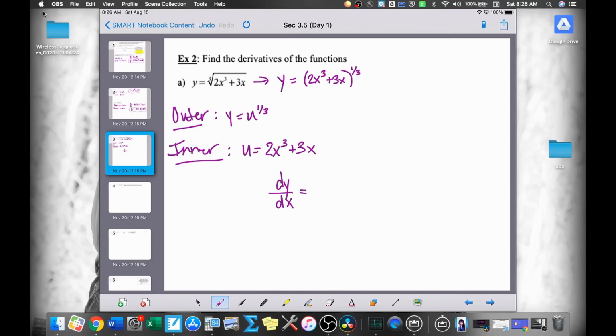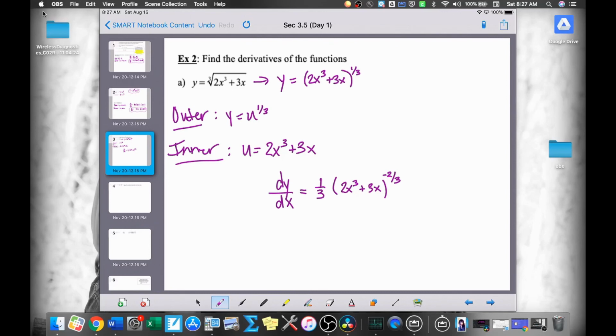So dy dx is going to be equal to, we first take the derivative of the outer function at the inner. So again, thinking we're differentiating a polynomial using the power rule. Our exponent is 1/3, so that is going to come down in front. Then we have our inner function. We know that's not going to change for this first step. So I can leave that as 2x cubed plus 3x. Now I have to subtract 1 from 1/3. So 1/3 minus 1 is going to give me a new exponent of negative 2/3.